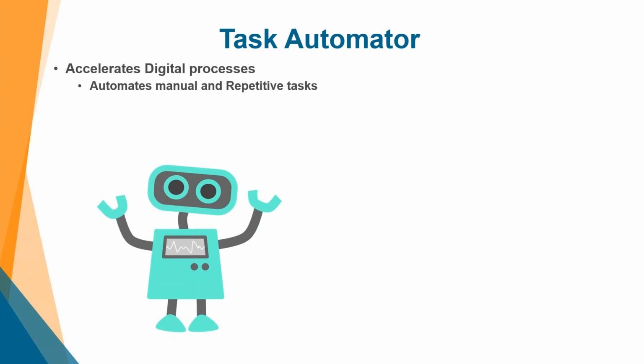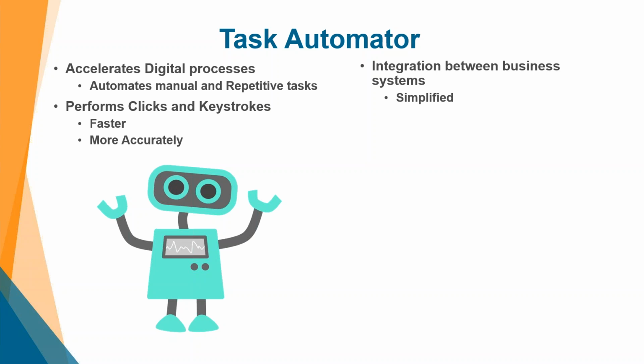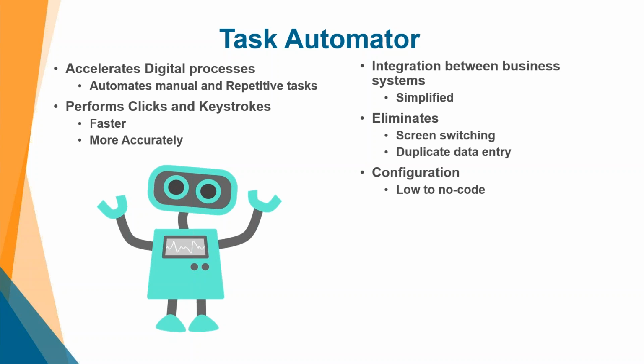OnBase Task Automator accelerates digital processes by automating manual and repetitive tasks. Task Automator performs clicks and keystrokes faster and more accurately than humanly possible. Integration between business systems is simplified, eliminating screen switching and duplicate data entry. Configuration is low to no code for a quick implementation and easy maintenance.